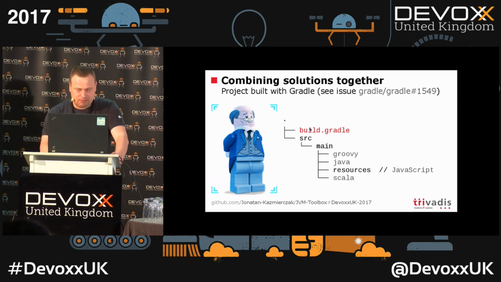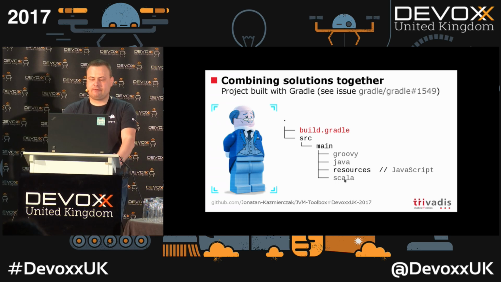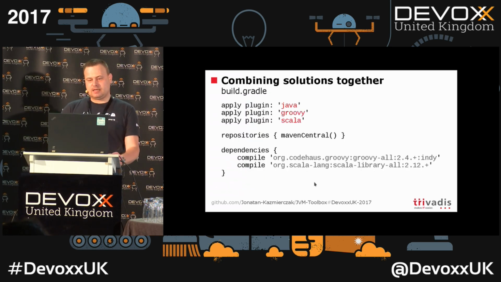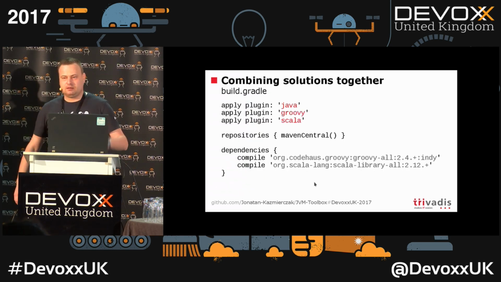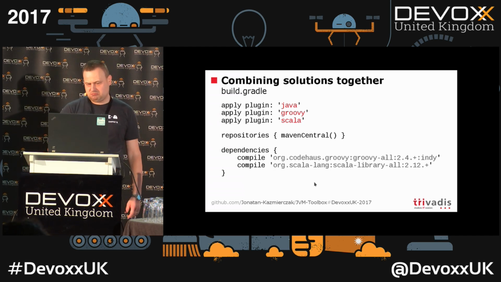What is the structure of our project? We have a build.gradle, the build definition, then our sources under src main. And then you can see we have one directory per language. And JavaScript we put into resources because it's not processed in any special way. That's quite, I would say, simple. Now let's take a look inside the build.gradle file. I would say it's also simple as a build definition, right?